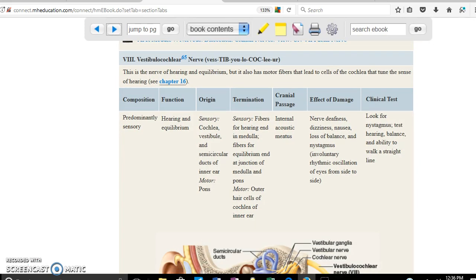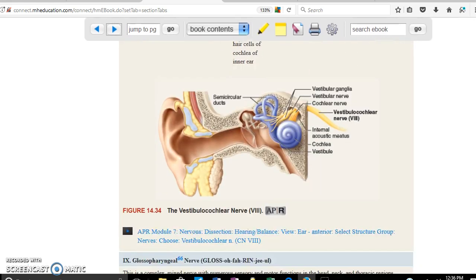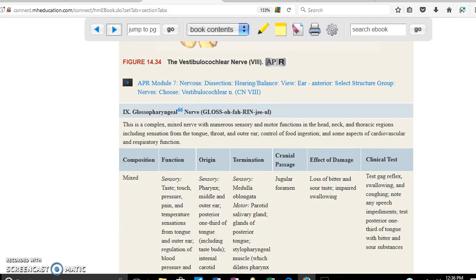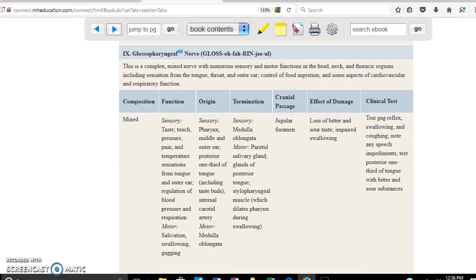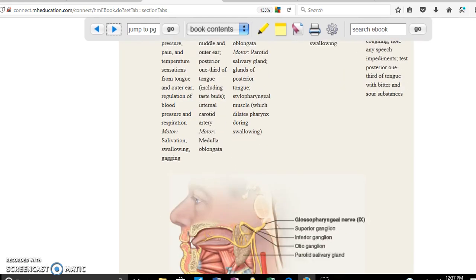Next one, vestibulocochlear. This one is in your ears. This one helps you with hearing and equilibrium, and it's mainly sensory. Okay, so the next one is going to be glossopharyngeal. Glosso always means tongue. So this one helps you move your tongue, helps you taste, and also helps you with salivation and gagging. So that's why it's called mixed.